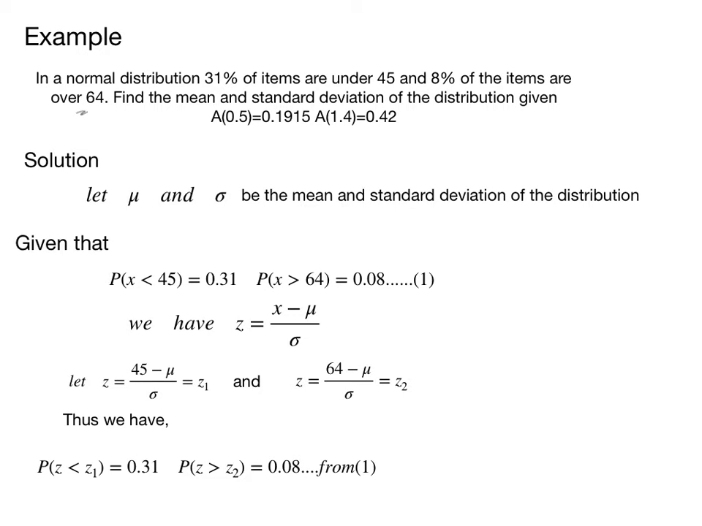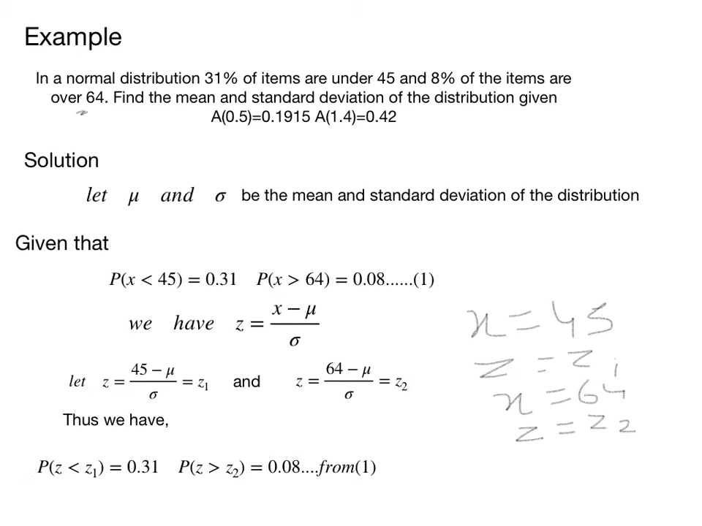where the first x value is 45. So replace x by 45. So we have z is equal to 45 minus mu upon sigma is equal to z1. We'll assume for x is equal to 45, z is equal to z1, and for x is equal to 64, we'll assume z is equal to z2. So I have two equations. z is equal to 45 minus mu upon sigma is equal to z1, and z is equal to 64 minus mu upon sigma is equal to z2.